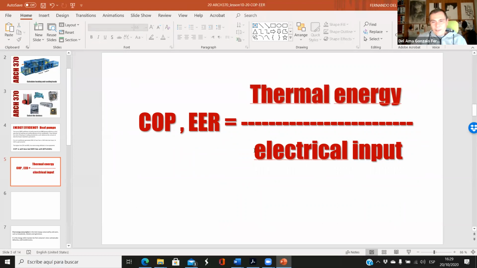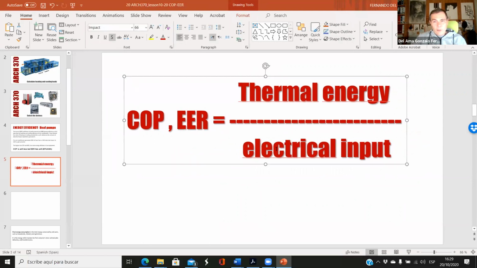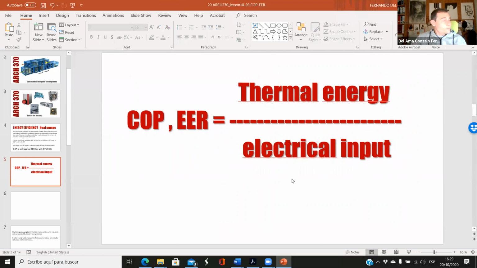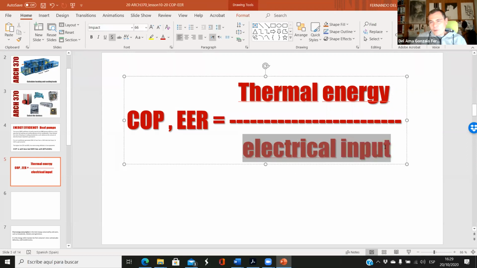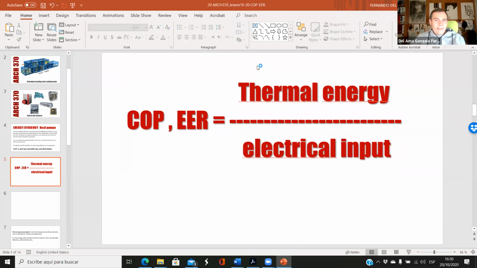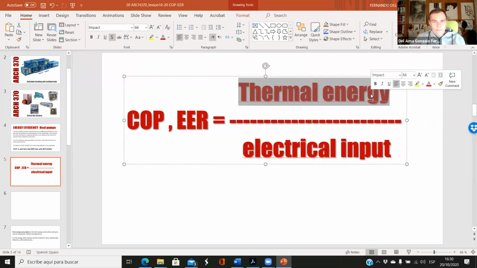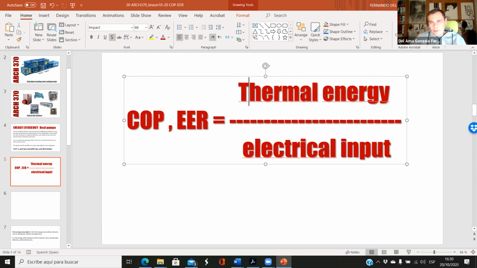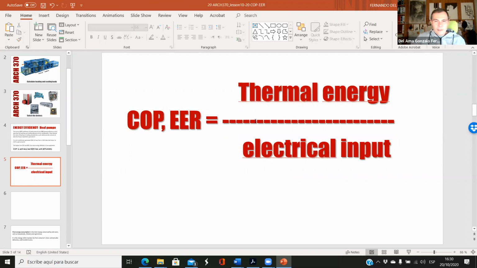But now we need to calculate the electrical input, because a heat pump needs electricity to run. And by running on electricity, it can generate thermal energy. The ratio between the thermal energy that we receive at home or in our buildings and the electrical energy that we need to run the heat pump is the concept of the COP or the EER. And this is very important.